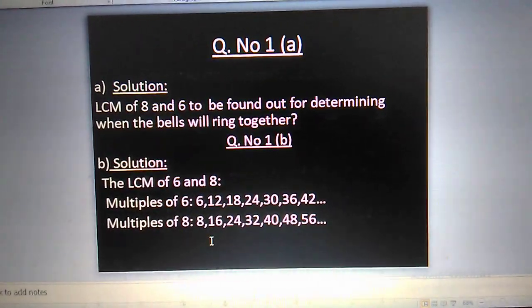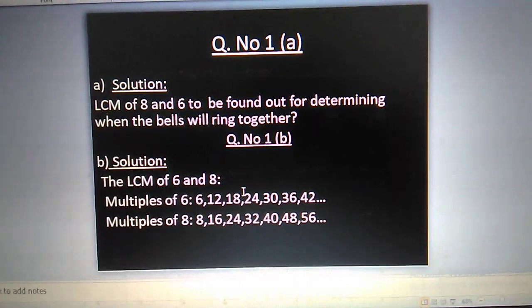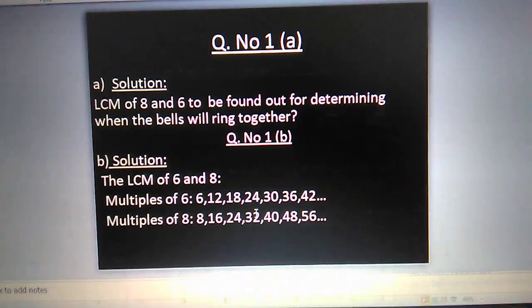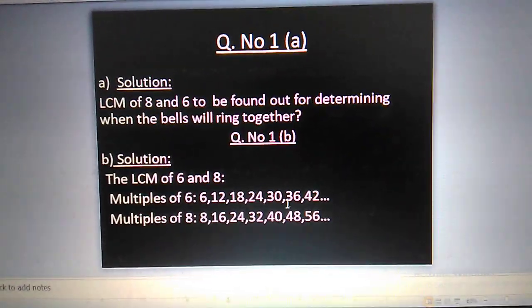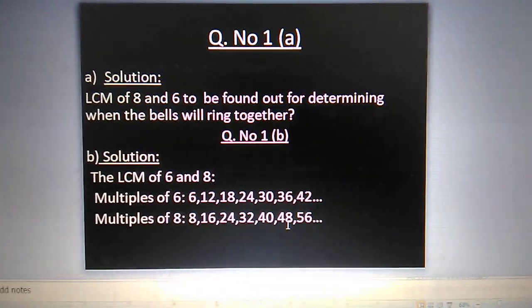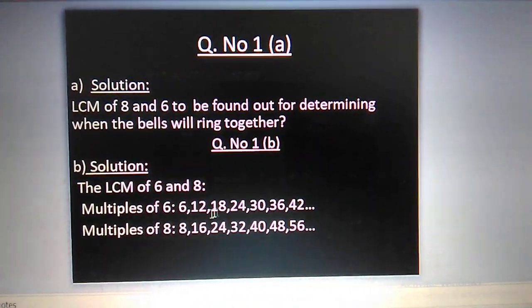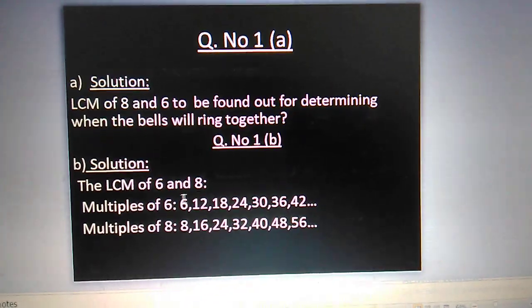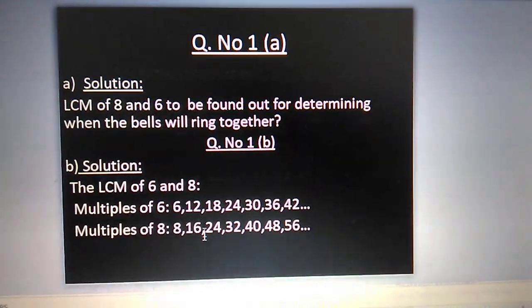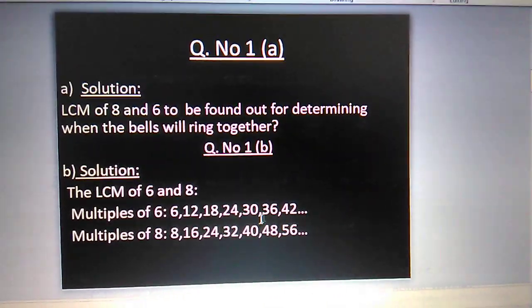So multiples of 8. 8 1s are 8, 8 2s are 16, 8 3s are 24, 8 4s are 32, 8 5s are 40, 8 6s are 48, and 8 7s are 56. So here we got the lowest common one. Look here, we match this 24 and 24.